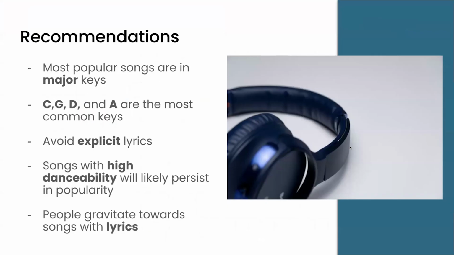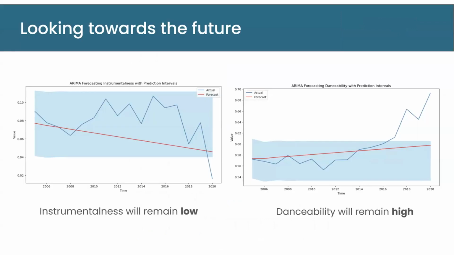So what are the key recommendations for a streaming service seeking to introduce popular songs to listeners? Most popular songs are in major keys. C, G, D, and A are the most common keys. You should try to avoid explicit lyrics. Songs with high danceability will likely persist in popularity, and people gravitate towards songs with lyrics. And looking towards the future, time series analysis tells us that instrumentalness will likely stay close to 0 and danceability will remain high.